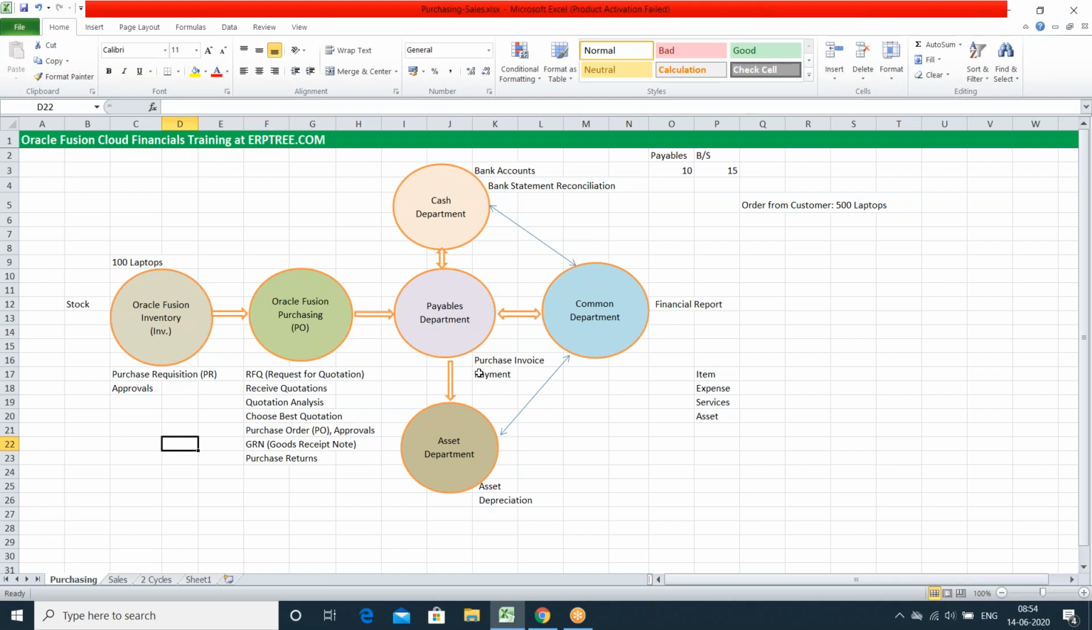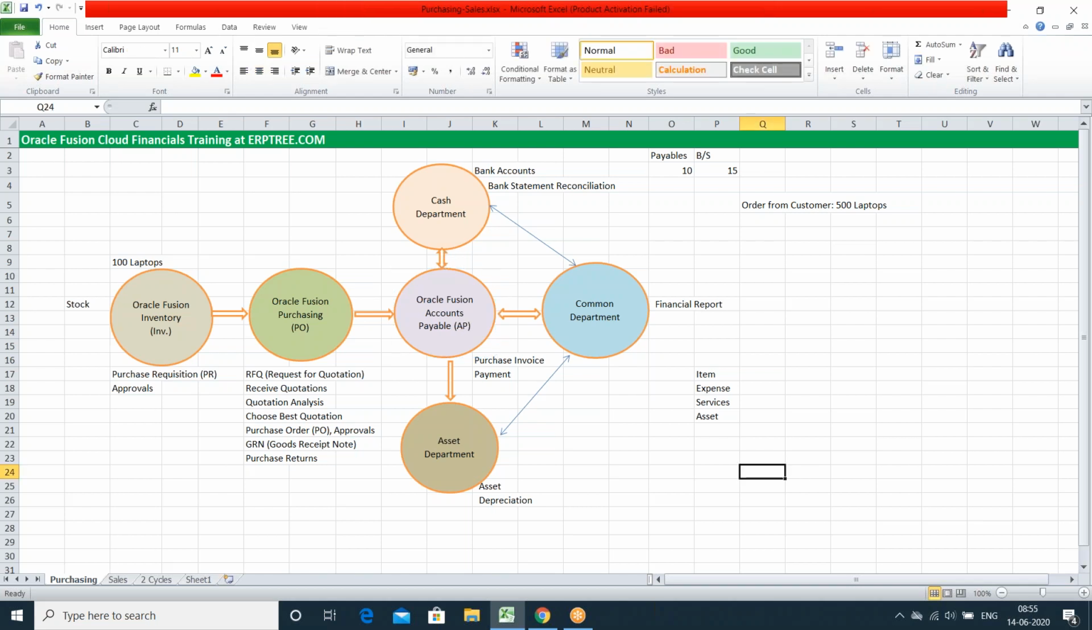And what is the payables department doing? The payables department creates the purchase invoices based on the GRN information. They make the payment to the supplier as per the due date. To handle these activities, we have an application from Oracle which we call Oracle Fusion Accounts Payable application. The short name is AP.